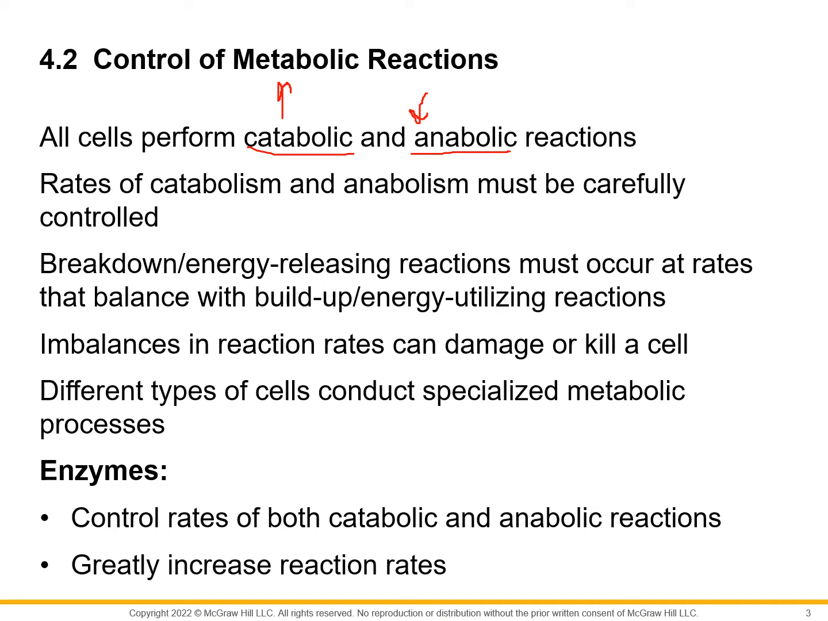Different cells will produce different enzymes because they all have specialized metabolic processes. Things in the kidneys have to do different things than things in the brain, and things in the liver have to do different things than the things in your eye. So there's all kinds of enzymes each individual cell will be programmed to use. And these enzymes, as it says, greatly increase the reaction rates. And you'll see in just a second.